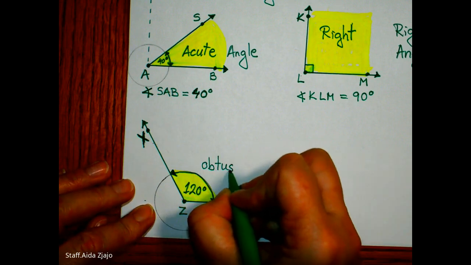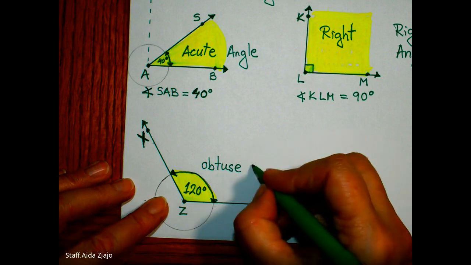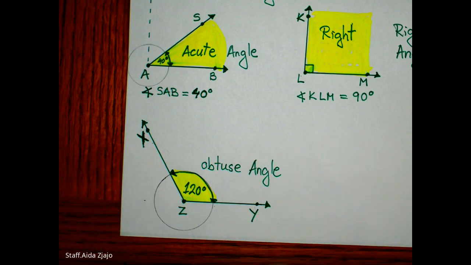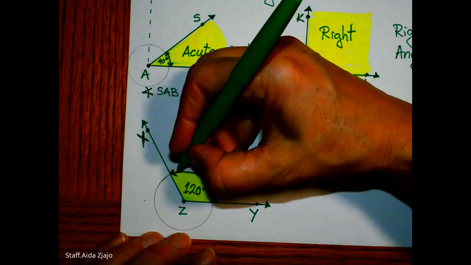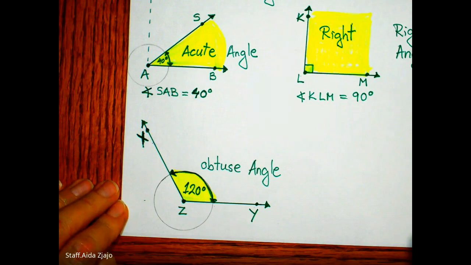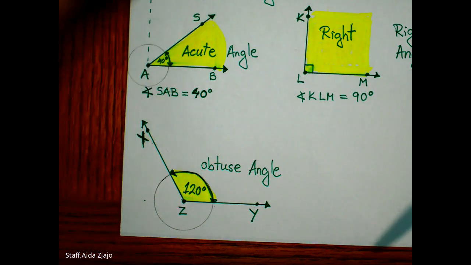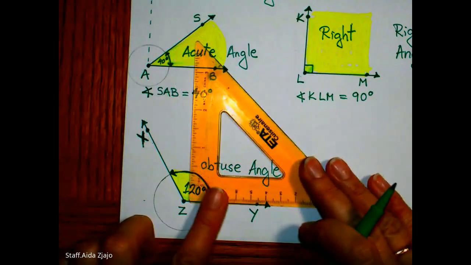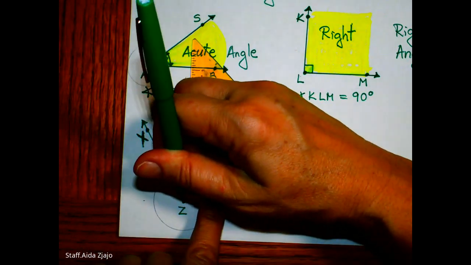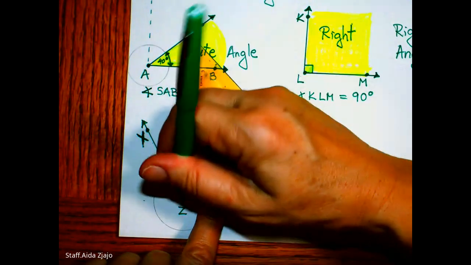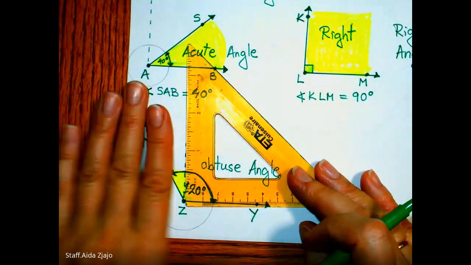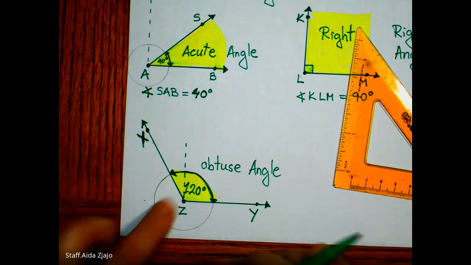Obtuse angle. I call him big fat obtuse angle, because it's bigger than 90 degrees. How can we prove it's bigger than 90 degrees? We can take our ruler, and you should see the 90 degrees. If it's 90, the lines would be right here, but then it's bigger than that.